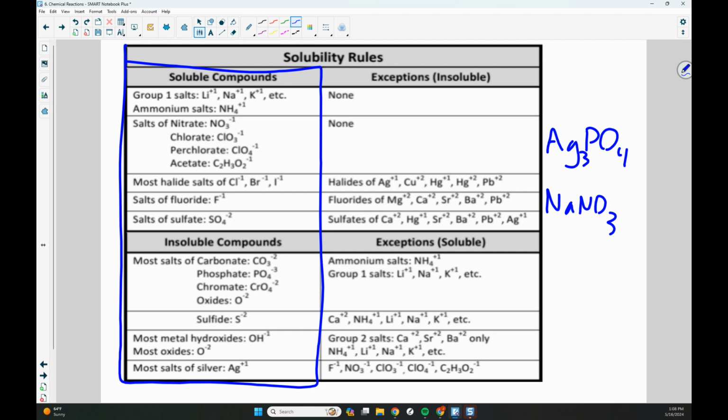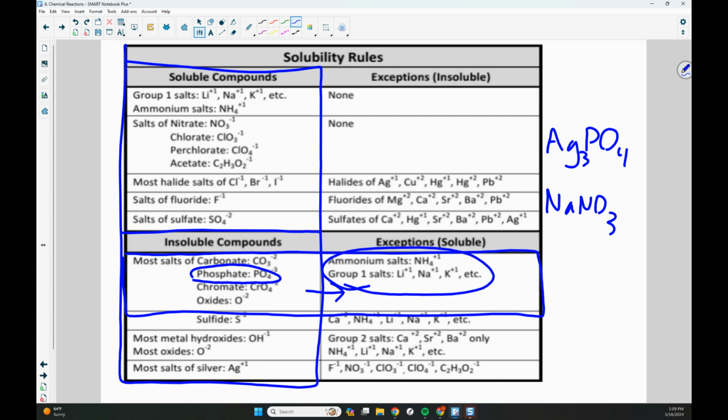So as I scan down the left side here, I see a phosphate right here. And it's in the insoluble section. So that means generally phosphates are going to be insoluble. However, I need to scan over to the right in this box and make sure that silver phosphate is not an exception. So I'm double checking on the right, and I don't see anything about silver in here. So indeed, silver phosphate is going to be a solid. So I put a little arrow next to it in my equation.